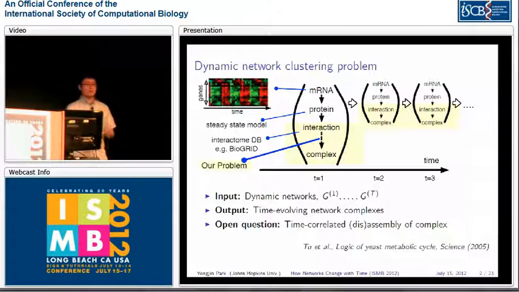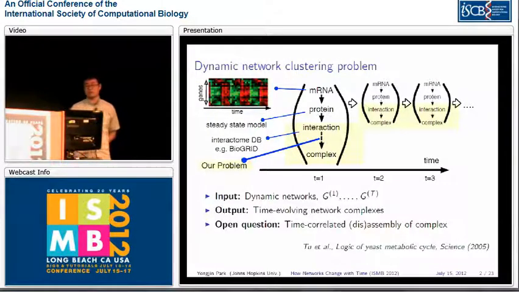We're looking at yeast as a model organism, so the expression is more straightforward. For the protein-protein interactions, we pull from public databases such as Interactome DB and BioGrid. Our problem is: given the dynamically changing interactions over time, what are the complexes that are changing over time? The input is dynamic networks, which I denote G1 to GT, and the output is time evolving network complexes.